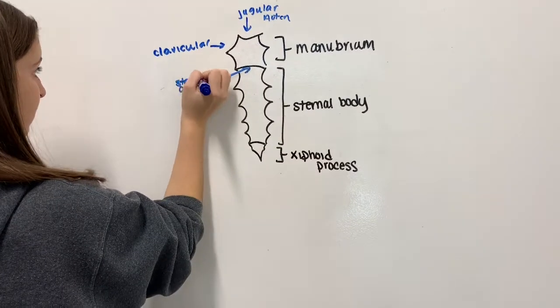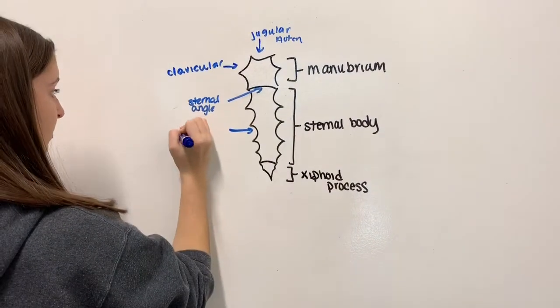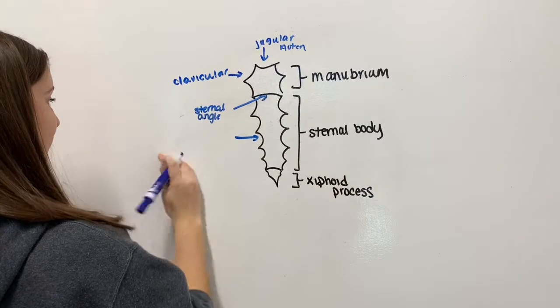The sternal body articulates with the xiphoid process, the most inferior section, through the xiphisternal junction.